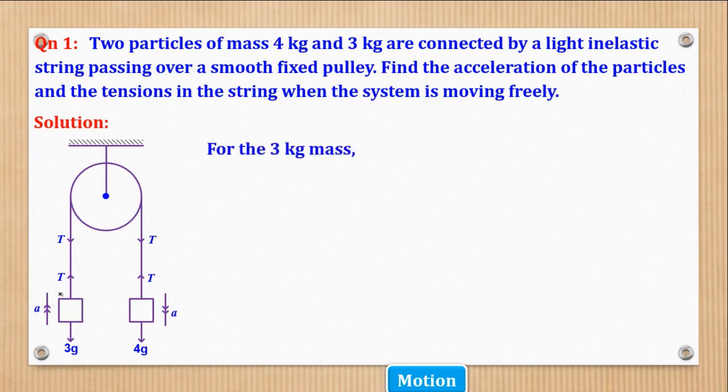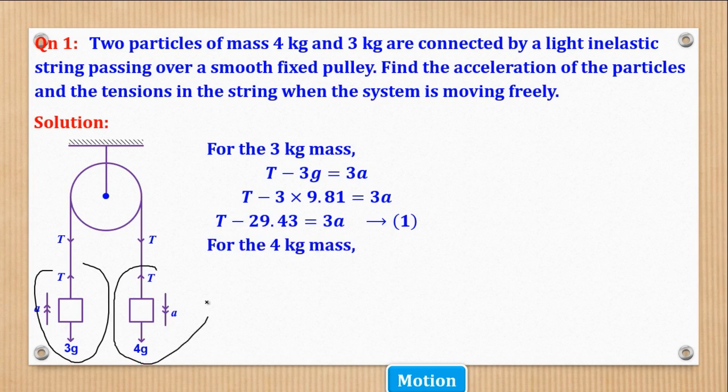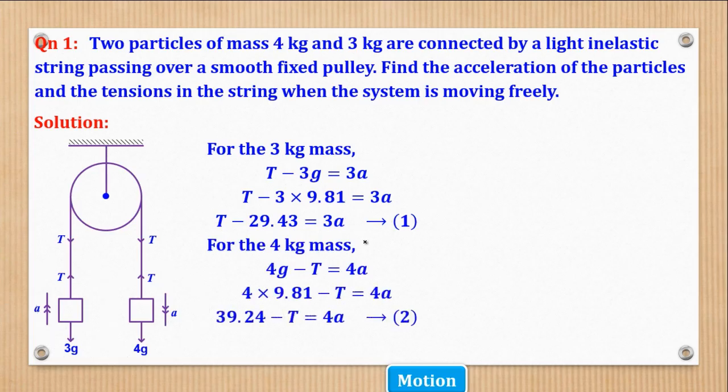Then for the 3 kilogram mass, it is moving up, so it will be T minus 3G equal to 3A. Substitute for G to get equation 1. For the 4 kilogram mass, we use these forces. It is downward, so it will be 4G minus T equal to 4A. Substitute for G and get equation 2. So now we have 2 equations and 2 unknowns. We need to solve them simultaneously.